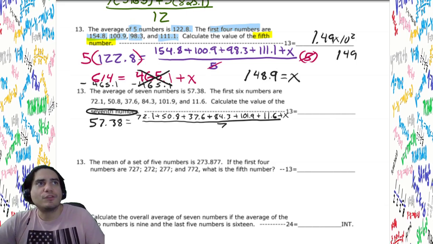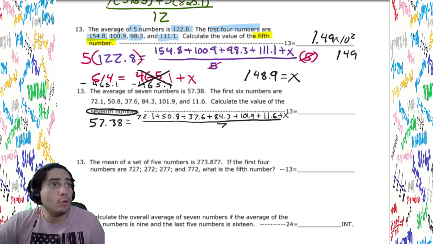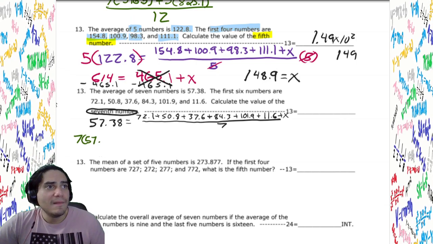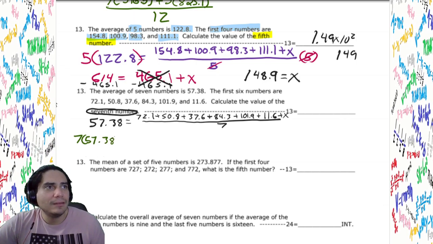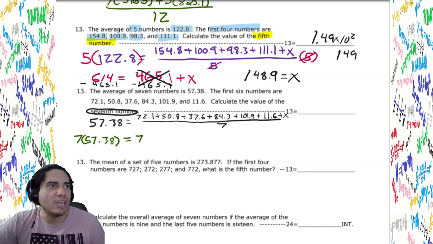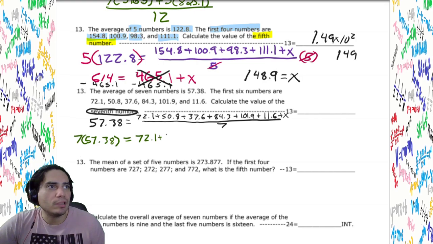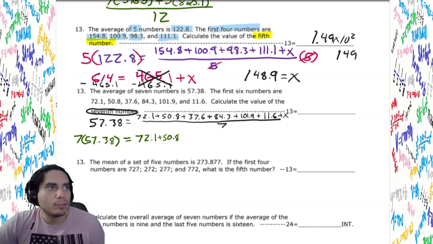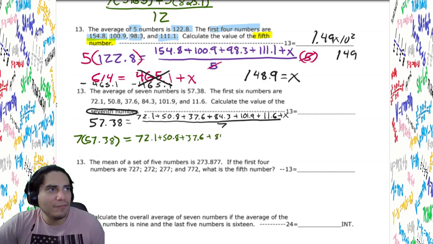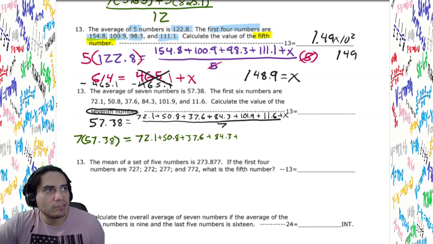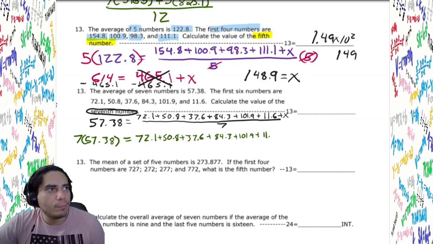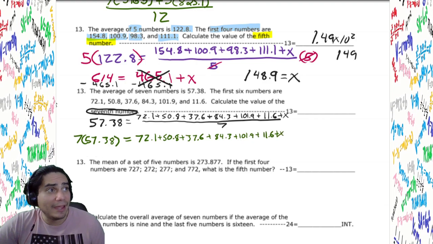So, of course, the first step we do is multiply by 7 on both sides. We got 7 times 57.38, right, is now equal to 72.1 plus 50.8 plus 37.6 plus 84.3 plus 101.9 plus 11.6 plus X.